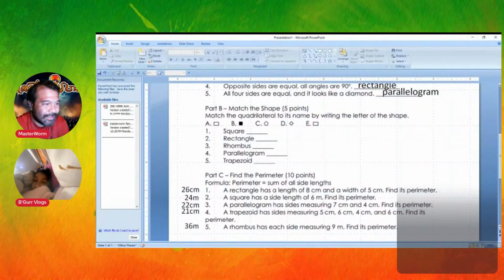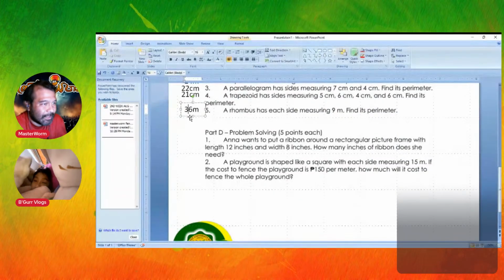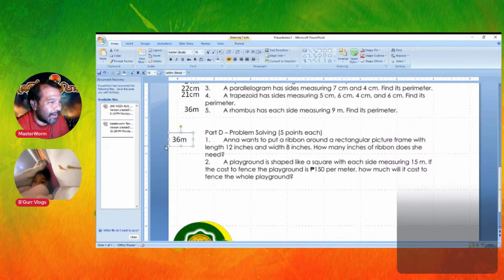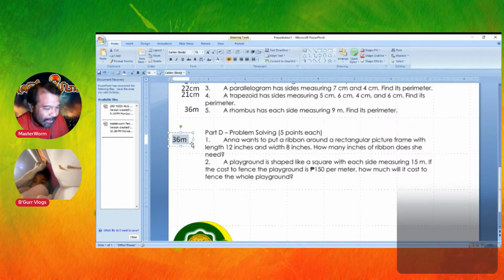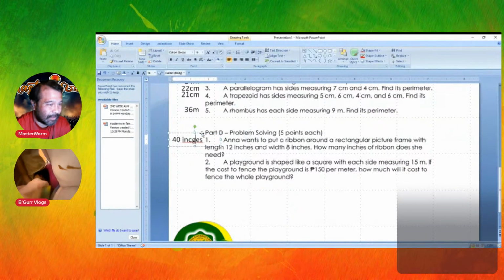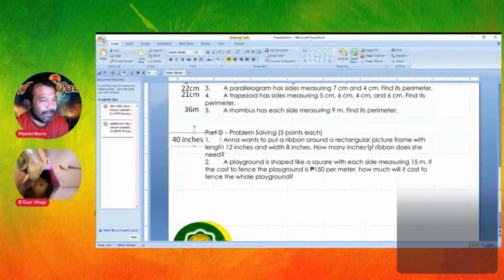Okay, here. So the answer here to the first question is 40. 12 plus 8 and 12 plus 8, that's 40 inches. And then you have to make sure that you use the right unit. When you say unit, you see there in number 1 of part D they use inches. At the top they use centimeters and meters, so they have different answers.